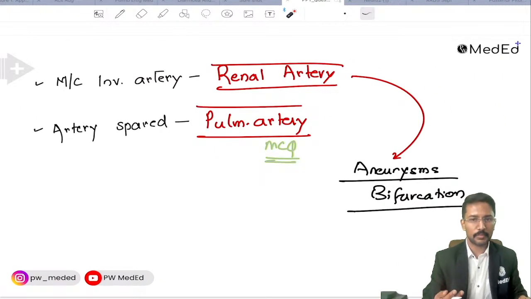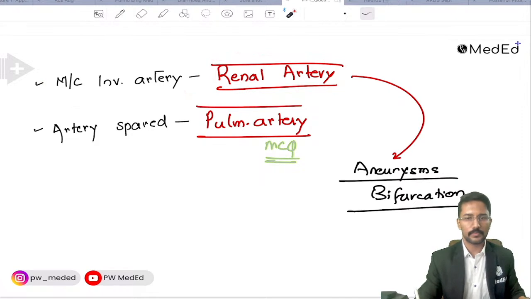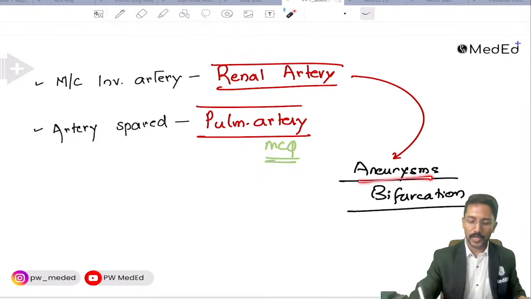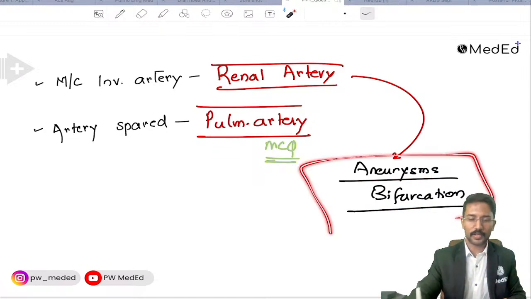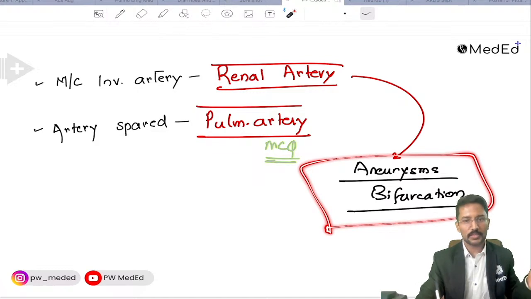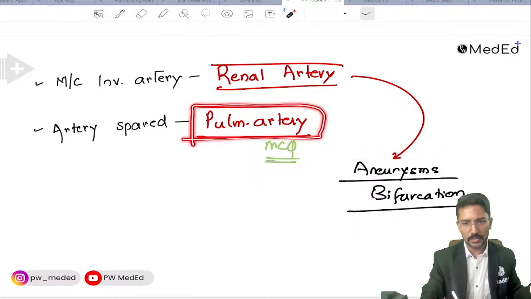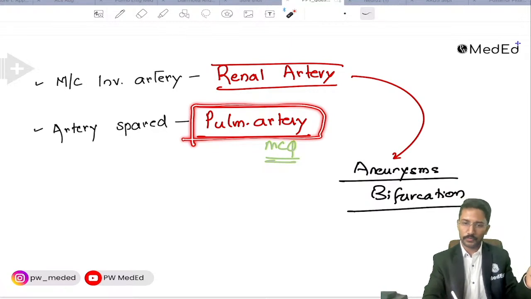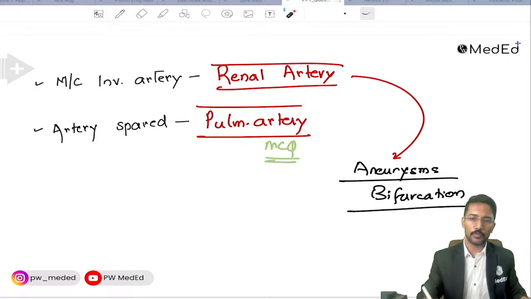Okay, so this we have discussed in the previous session also. The most commonly involved artery is the renal artery. Okay, and I had told you that at the bifurcations, when the renal artery is branching, between those bifurcations there will be aneurysms. So you can diagnose polyarteritis nodosa by doing angiogram. Every other vasculitic condition that we discussed, we need a tissue biopsy. Okay, and last point to remember is the artery that is spared. This MCQ appeared in the last NEET PG. Which of the following artery is spared in case of the polyarteritis nodosa? So pulmonary artery is usually spared in case of polyarteritis nodosa.